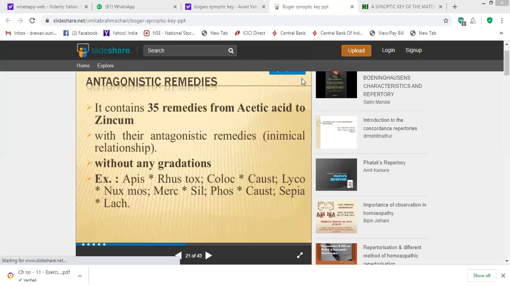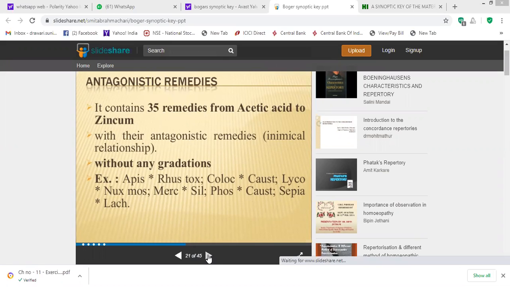Different gradations. So, Apis rustox, Colocynth causticum, Lycopodium nux moschata, Mercurius silicea, Phosphorus causticum, Sepia lachesis. Means these remedies block, means rustox, when we give after the apis, then it blocks the action of apis, or causticum when we give after the colocynth, then it blocks the action of the colocynth. So these are the antagonistic remedies.